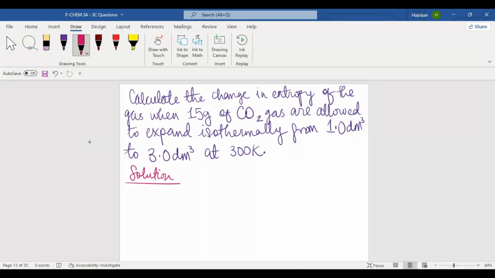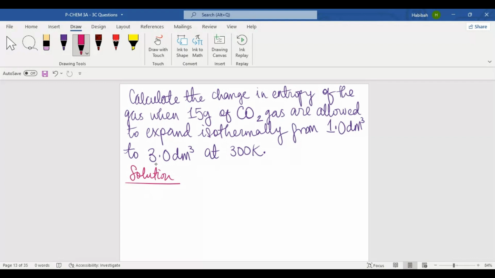Salam and welcome everyone. Today we're going to be working on the question on the screen that says: calculate the change in entropy of a gas when 15 grams of CO2 gas molecules are allowed to expand isothermally from 1.0 dm cube to 3.0 dm cube at 300 Kelvin.